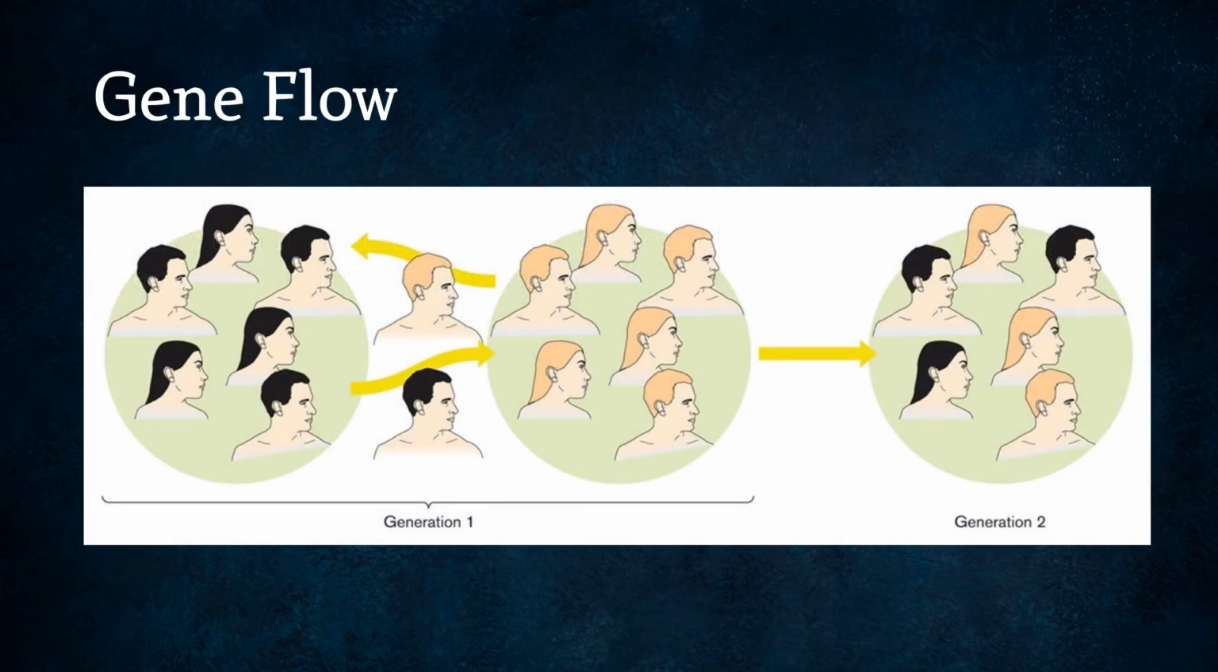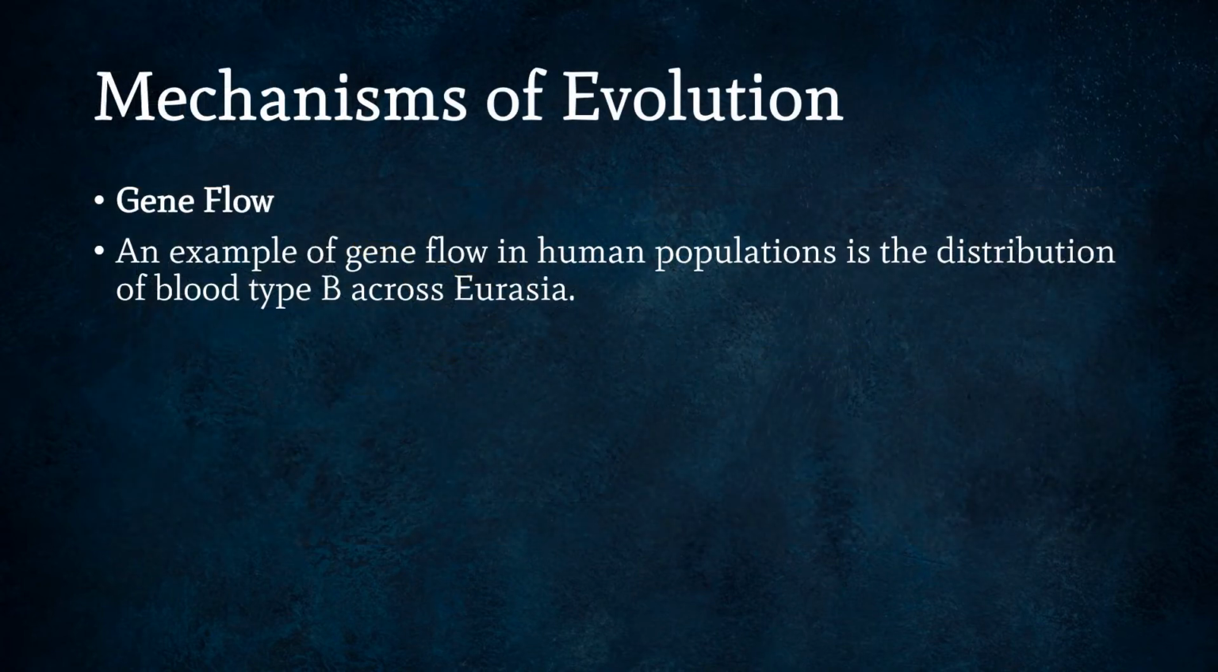Here's an example with some humans of different hair colors. These 2 populations of dark-haired people and light-haired people mixed, and bada bing, bada boom, gene flow has occurred, and the next generation will have different gene frequencies. Another example of gene flow in human populations is the distribution of blood type B across Eurasia.